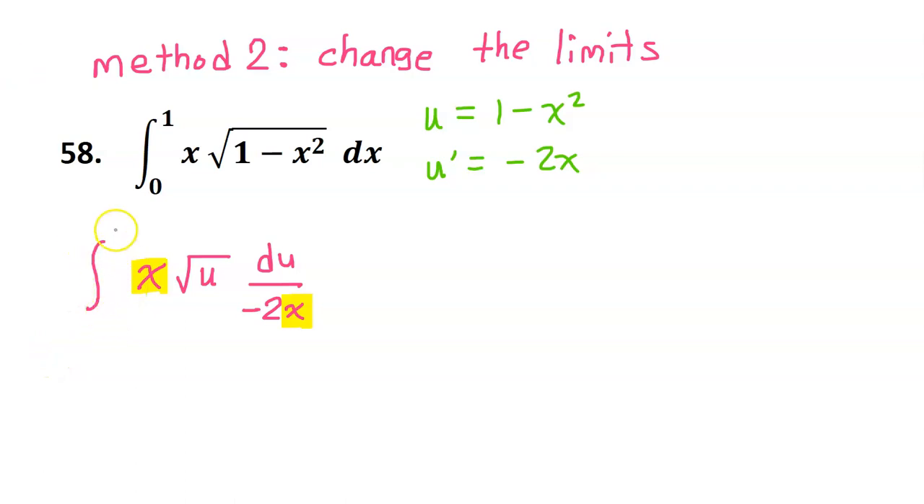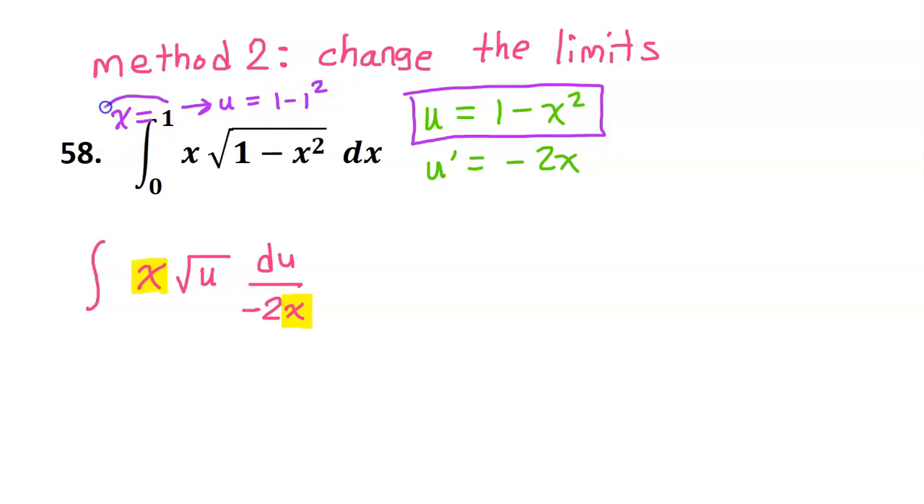Instead of leaving off the limits of integration, we need to change these limits of integration. I mentioned that the 1 and the 0 are values of x. We need to change them to values of u. Luckily, we have this nice formula for finding values of u given a value of x. So, in this case, u will equal 1 minus x squared. That's 1 minus 1 squared, because x is 1. 1 minus 1 squared is 1 minus 1, which is 0. So, u is 0.